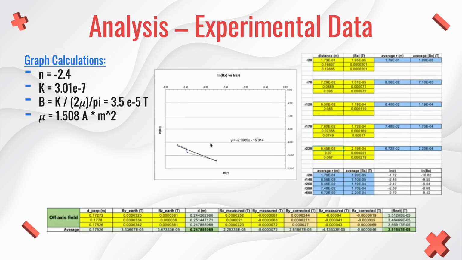And so then we put the distances we found on our phone from the tape into an Excel sheet. And from that, we get that n is equal to about negative 2.4. We have a k value of 3.01e-7. We say that B, or the net magnetic field, is equal to k divided by 2 mu divided by pi. And then we get that as 3.5e-5. And then we have mu as 1.508.